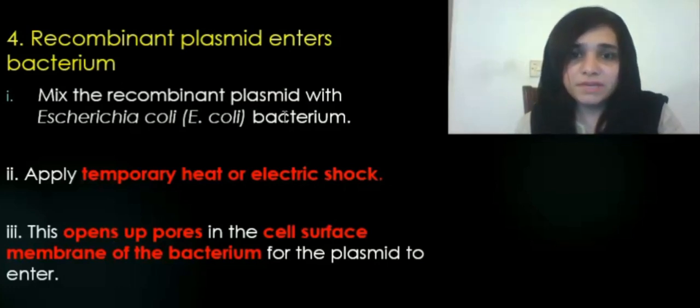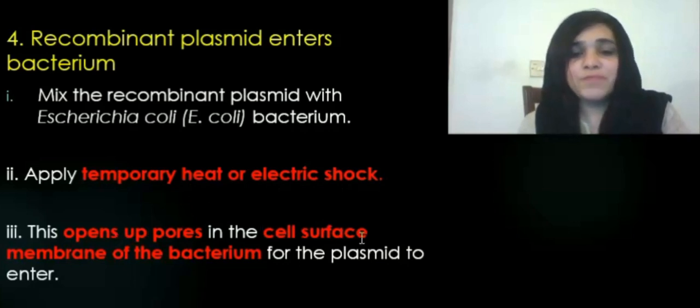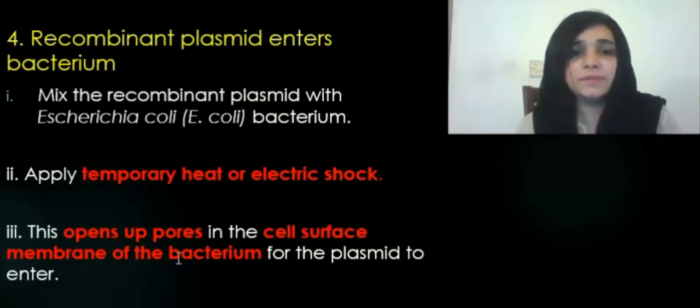Mix the recombinant plasmid with the Escherichia coli, E. coli bacterium. For this purpose, apply temporary heat or electric shock. Now, what is the purpose of this heat or electric shock? This opens up the pores in the cell surface membrane of the bacterium for the plasmid to enter, so that it can easily enter the bacterial cell.